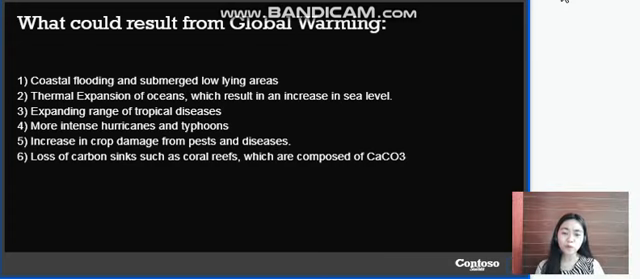Which are composed of CaCO3, so ocean warming and acidification threaten the future of coral reefs.